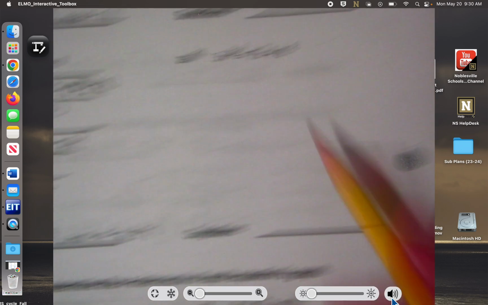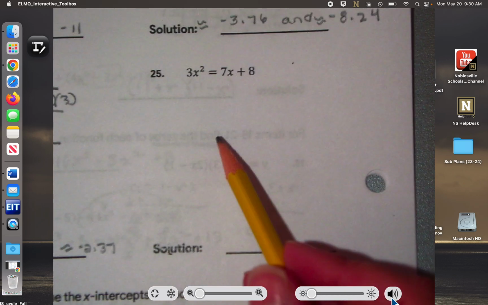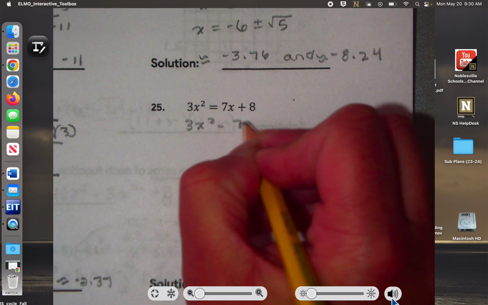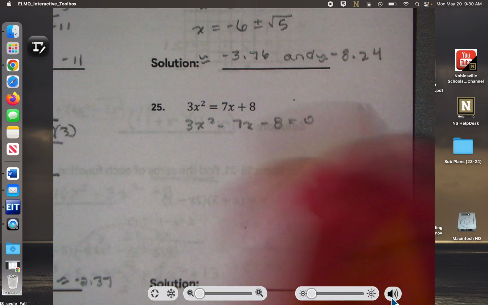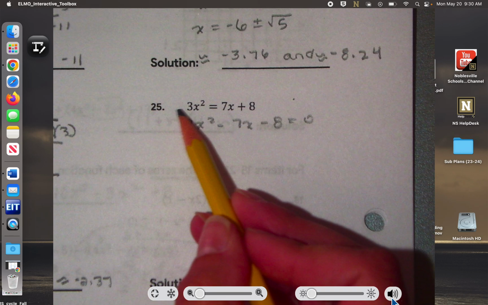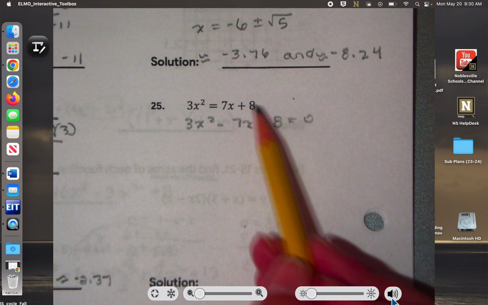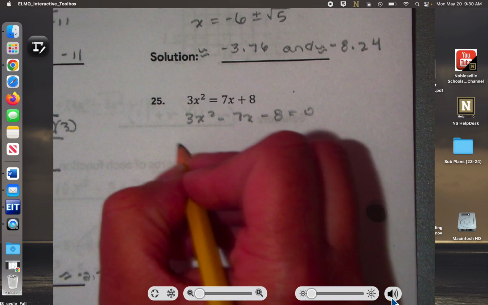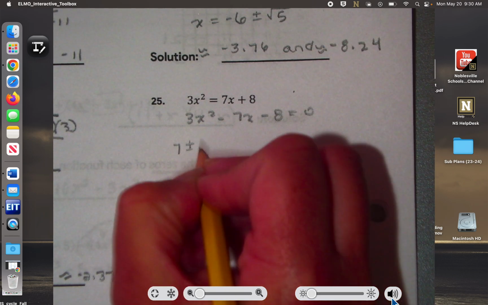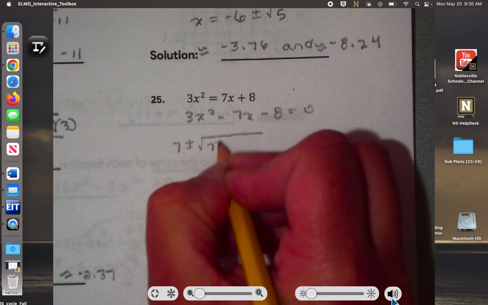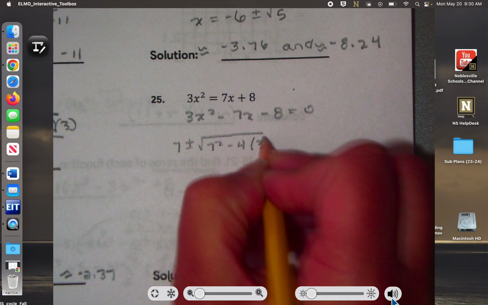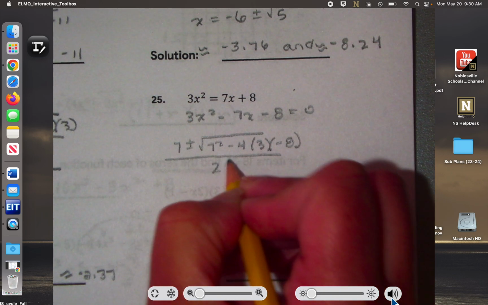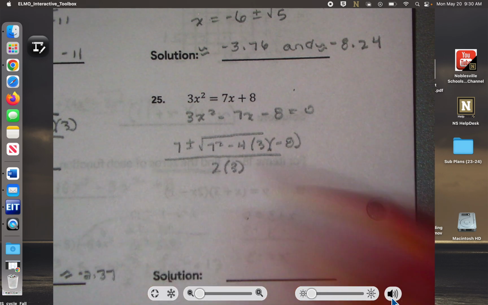Number 25 is also similar. Okay, so I'm going to subtract everything over to get 3x squared minus 7x minus 8 equals 0. I do that because I don't like having a negative as the a value, so I just bring everything over here. I'm going to do my quadratic formula again. So I'm going to have 7 plus or minus the square root of 7 squared minus 4 times 3 times negative 8, all divided by 2 times 3.